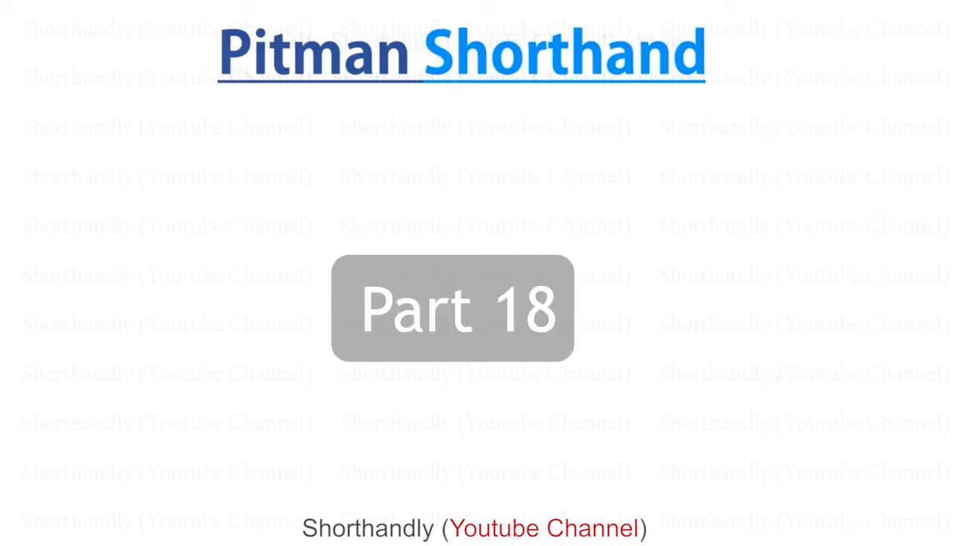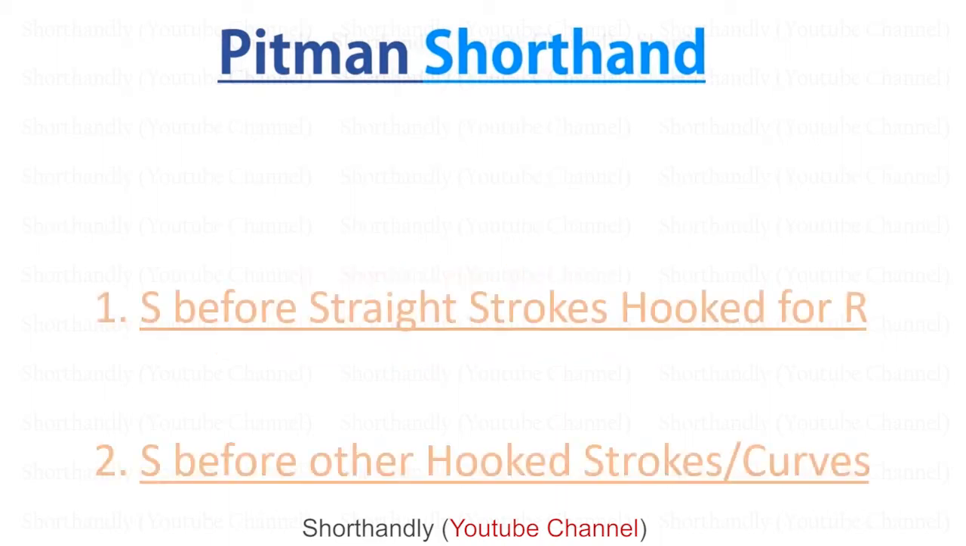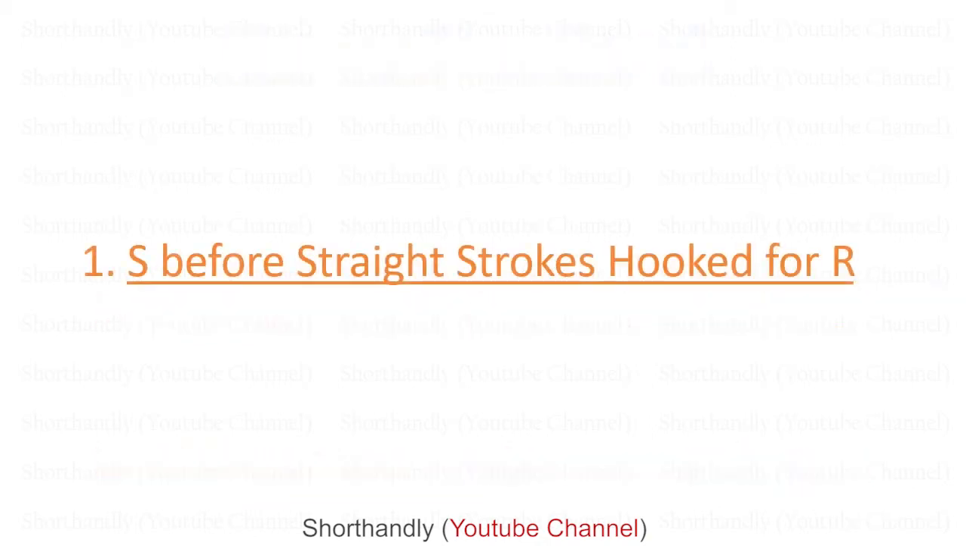In this video, we are going to talk about circle or loop preceding initial hook. So it has two parts. First one is S before straight strokes hooked for R, and second one is S before other hooked strokes or curves. So let's start with the first part.